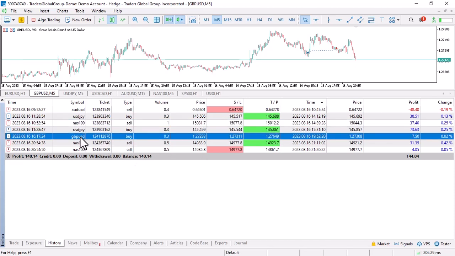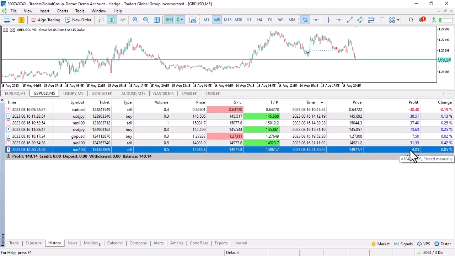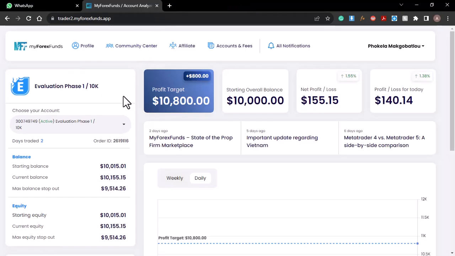And then here on the GBP we broke even. As you can see, it closed at 7 USD. And then NAS, I had taken TP1 partials here, and then the second one went back to hit break even. So as you can see, it closed at 4 USD. As you can see, for the day we made 140 dollars and 14 cents, and then also net profit is 155.15.